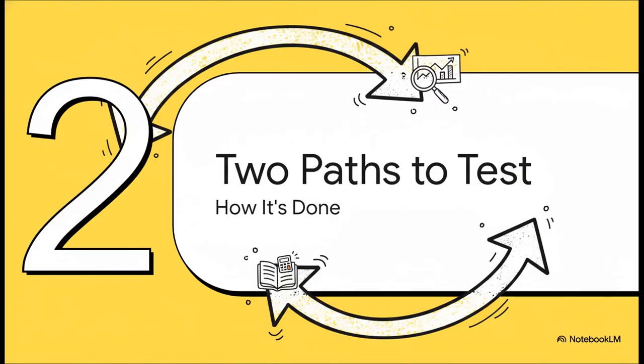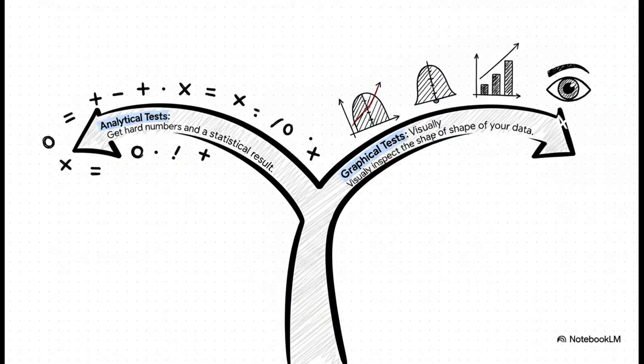All right, so how do we actually check for this? Thankfully, we've got two main ways to figure out if our data is behaving itself. You can go down the analytical path, the one with hard numbers and formal tests. Or you can take the graphical path, which lets you literally see the shape of your data. Let's start with the numbers first.